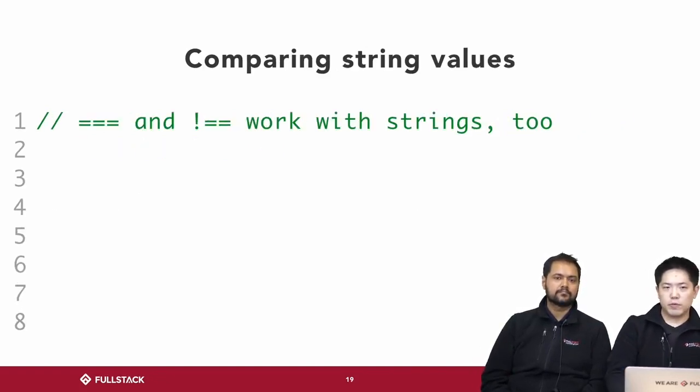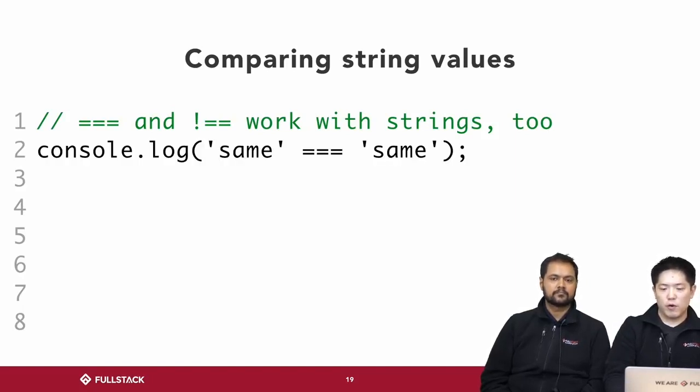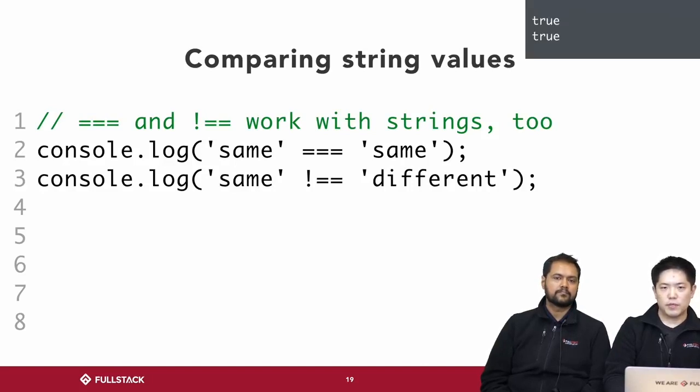Just like with numbers, this triple equals and bang equal equal also works with strings, right? So here we can do console log same, and both of these are true because same is equal to same as a string, and same does not equal different. This is an example of an operator that takes 2 string types and then returns a Boolean type. So operators don't have to necessarily return the type that they work on. They can convert it into a new type.